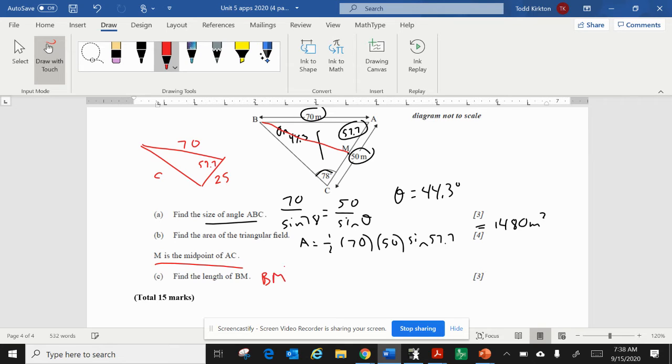So BM squared, which is my C, are the two opposite sides. And you just plug it in, cosine 57.7. So BM squared is, again, punch these numbers in your calculator and make sure you're getting them. So when I take the square root of that, I get 60.5, and that's meters.